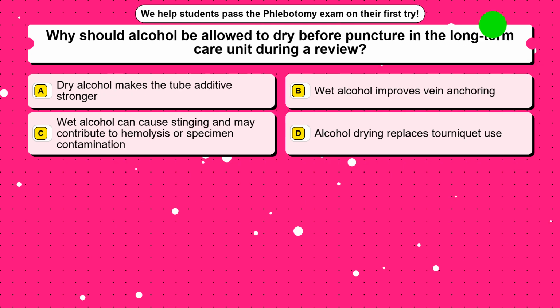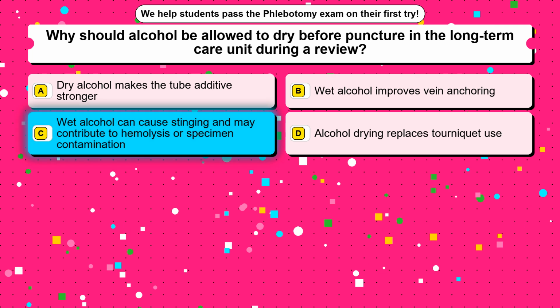Question 59. Why should alcohol be allowed to dry before puncture in the long-term care unit during a review? Option A. Dry alcohol makes the tube additive stronger. Option B. Wet alcohol improves vein anchoring. Option C. Wet alcohol can cause stinging and may contribute to hemolysis or specimen contamination. Option D. Alcohol drying replaces tourniquet use.